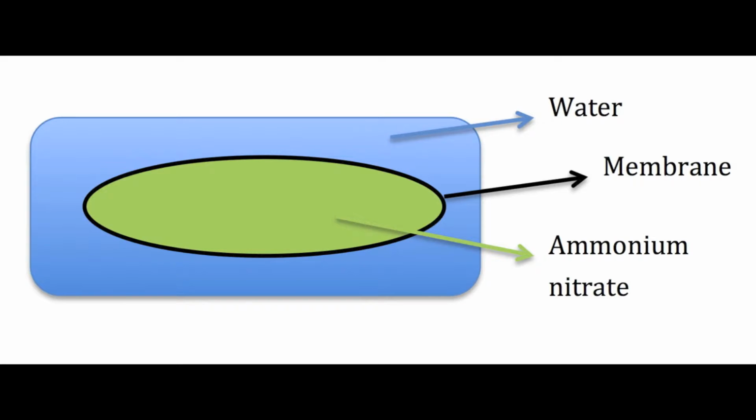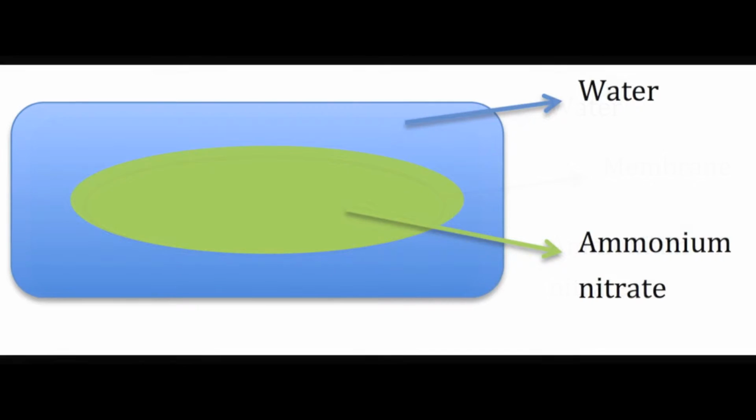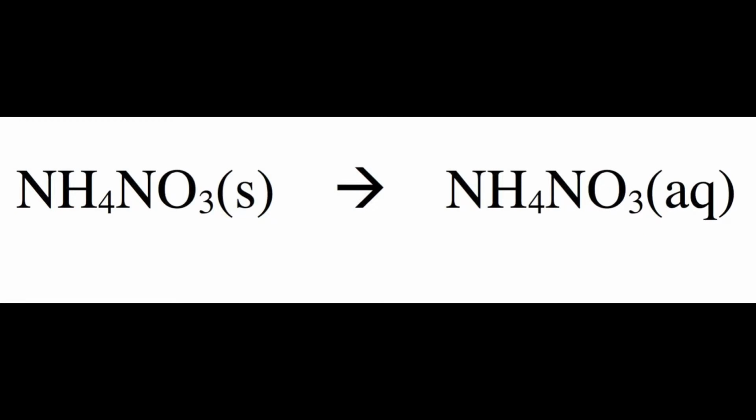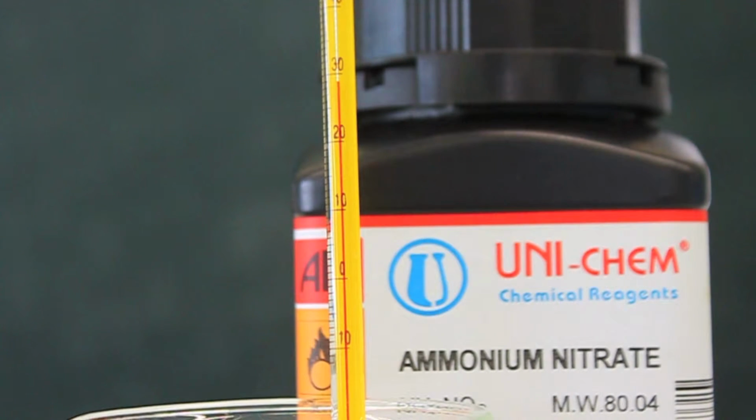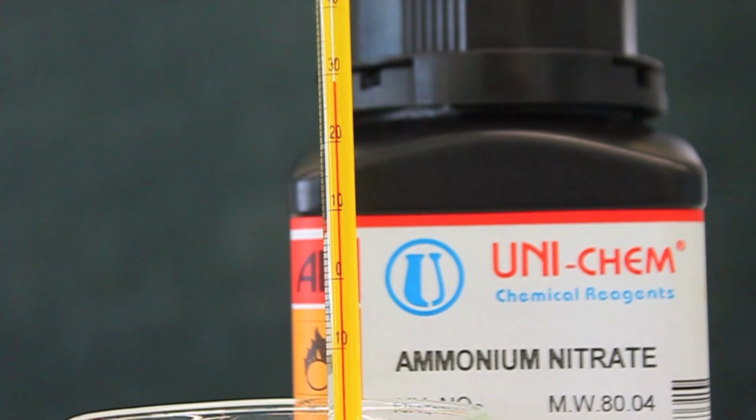water. When the package is squeezed, the membrane separating these 2 layers is broken and ammonium nitrate will dissolve in the water. This process is also endothermic, so the temperature of the pack will drop to create an instant cooling effect. Now, we are going to add some ammonium nitrate into some water.